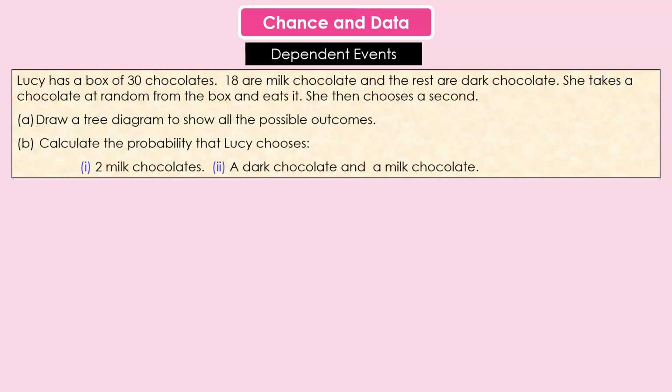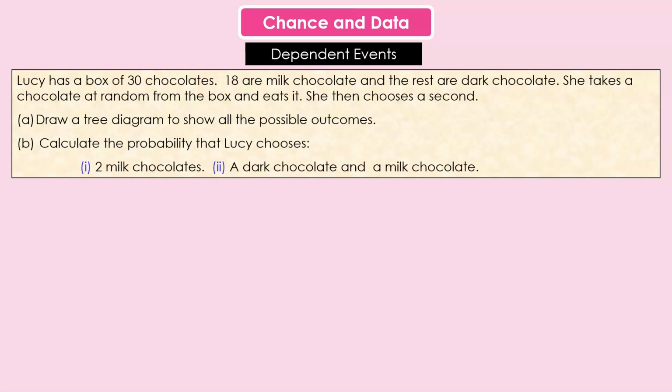In this next example, we're going to look at something where there is a dependent event, where the second outcome is dependent on the first outcome. So Lucy has a box of 30 chocolates. 18 of them are milk chocolates and the rest are dark chocolate.